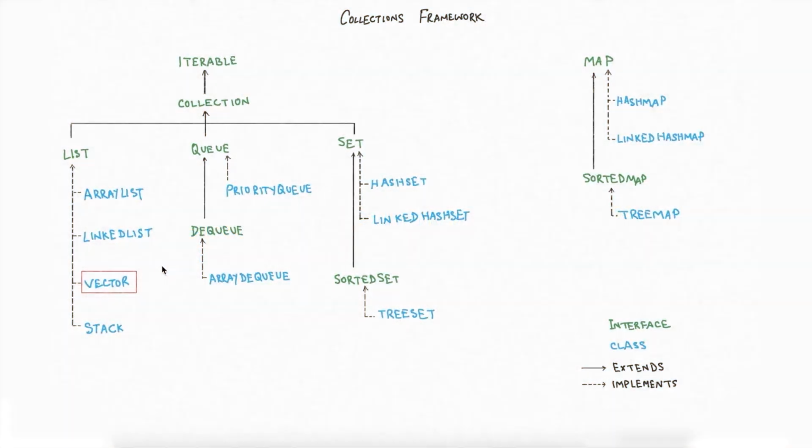The next thing that we will discuss is vector. We will skip linked list for the moment because linked list is a class that not only implements the list interface, but also implements the dequeue interface. So we will discuss linked list when we have discussed queue and dequeue. So moving on to vector.